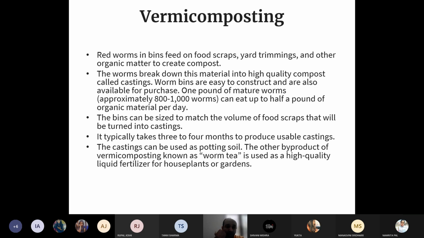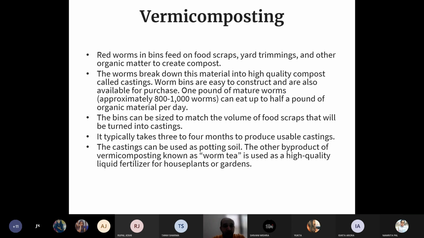1 pound, 450 grams, that is 1 pound of mature worms, contains around 800 to 1000 worms. And they can eat up half a pound of organic material per day, up to 250 grams of waste every day. The bins can be sized to match the volume of food scraps. So they can be modified. They can be changed as per your need.